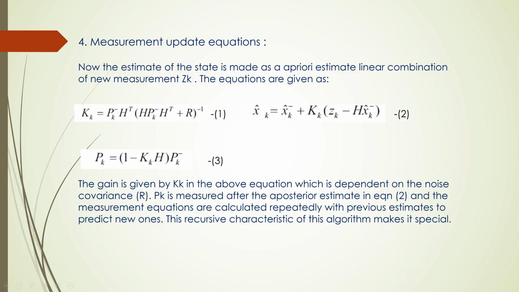The gain of the filter is given by Kk in the above equation, which is dependent on the noise covariance R. Pk is measured after the a posteriori estimate in equation 2, and the measurement equations are calculated repeatedly with previous estimates to predict new ones. This recursive characteristic of the algorithm is what makes the Kalman filter algorithm special.